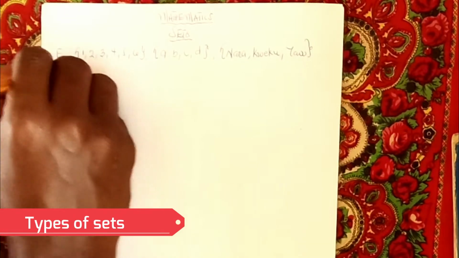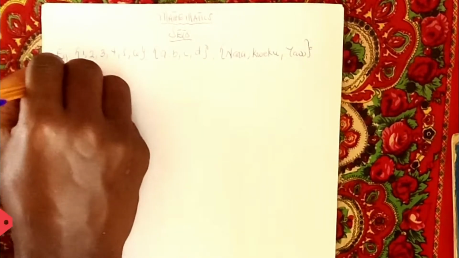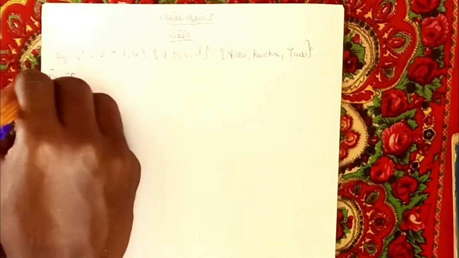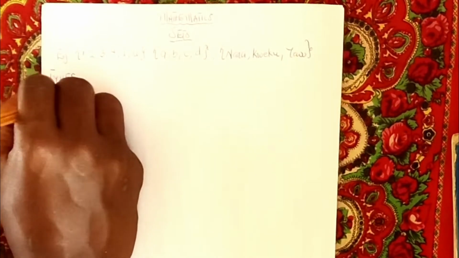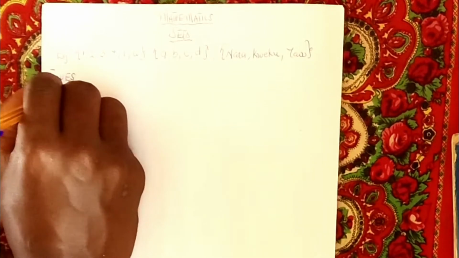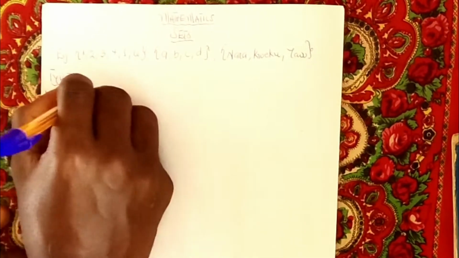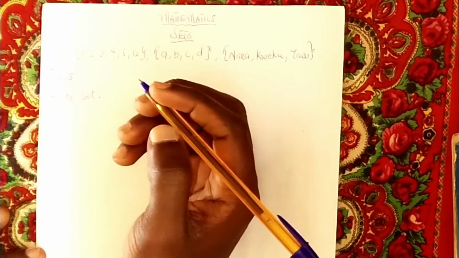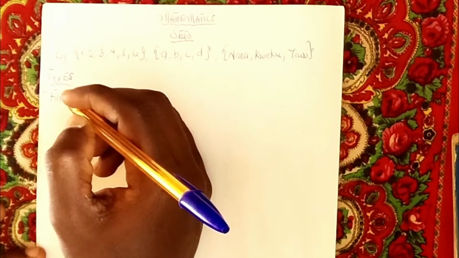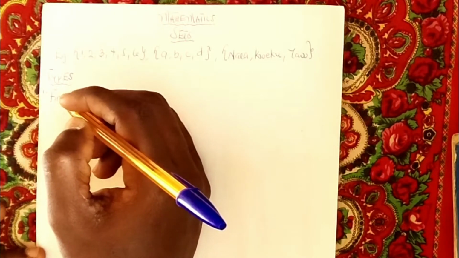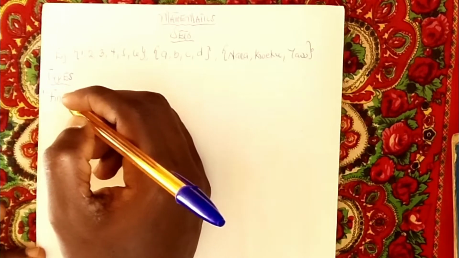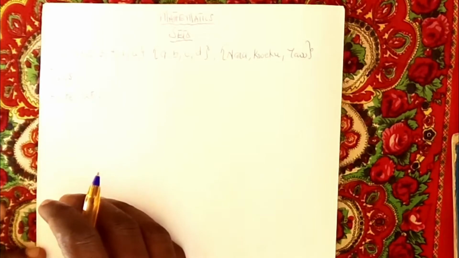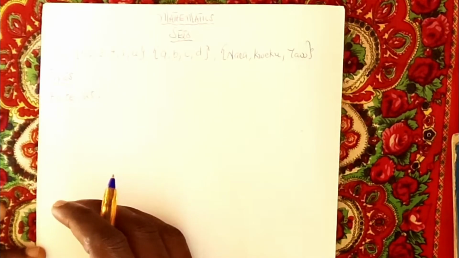There are two main types of sets, of which are 1. A finite set. A finite set can be defined as a set which has its last element being known, in the sense that when you have a set with its last element being known, we define that as a finite set.